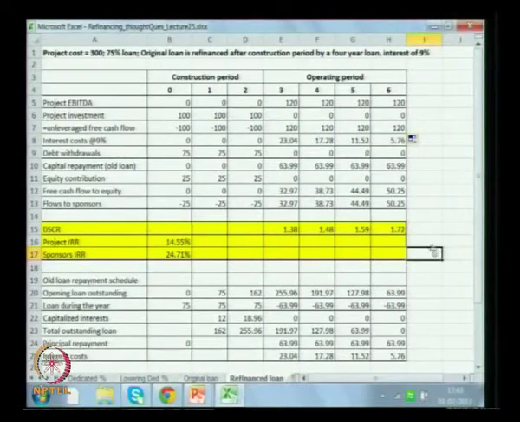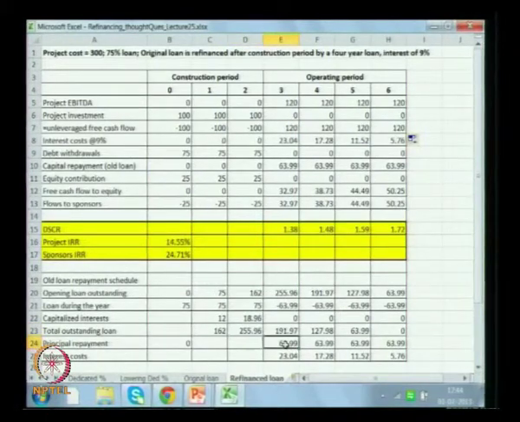All right. So, now the refinancing happens of the total outstanding loan at the end of the construction period. So, we have 255.96, which was the loan that was outstanding at the end of the construction period. That loan is being refinanced by a 4-year loan with an interest rate of 9%. Okay. So, this 255.96 is repaid over a 4-year period, in equal installments. So, that is your 63.99.